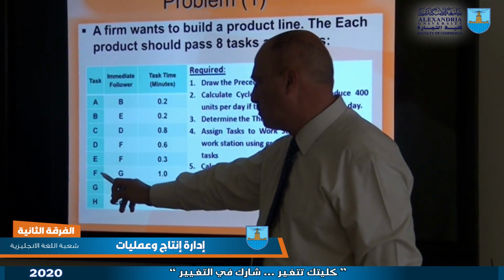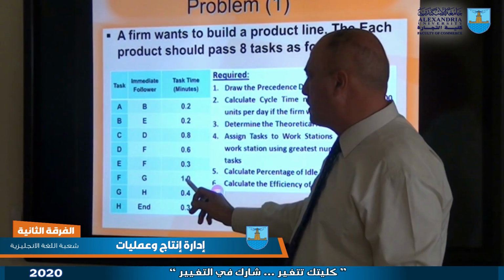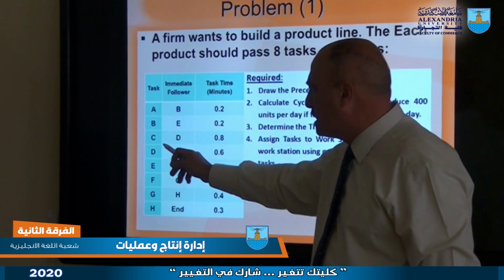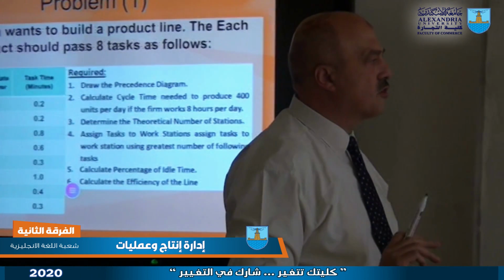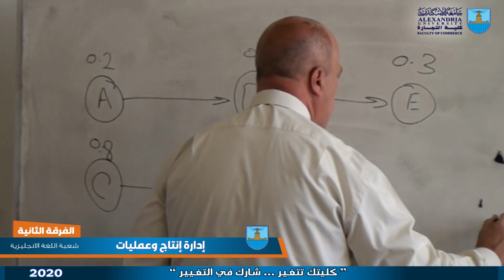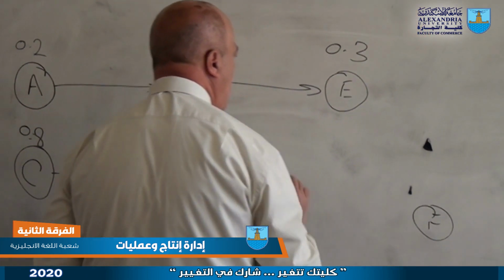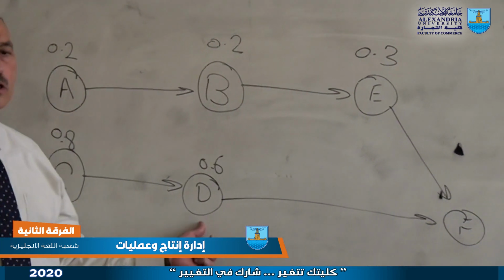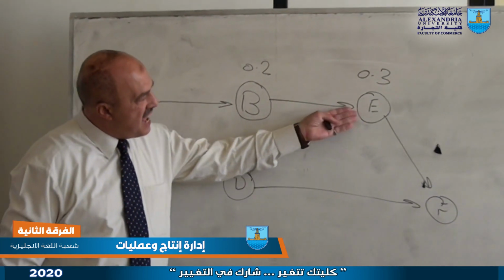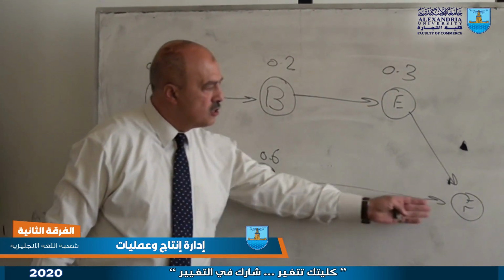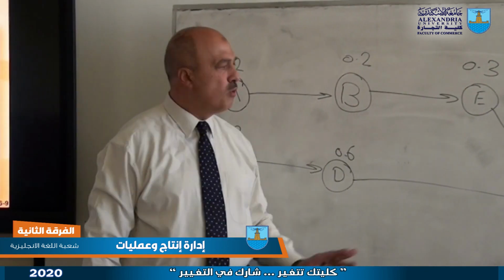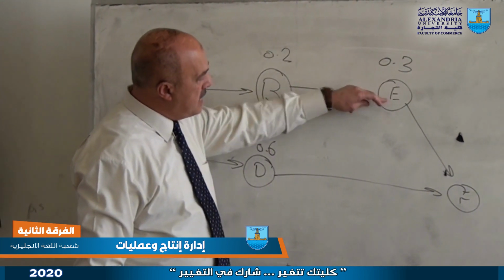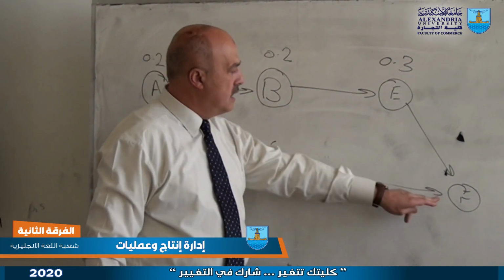F. Okay? F needs 1 minute. Be careful, F came after D and E. So if we have F over here, it comes after D and E. So the flow goes from E and D to F. Why? Because F combines task E and task D together.